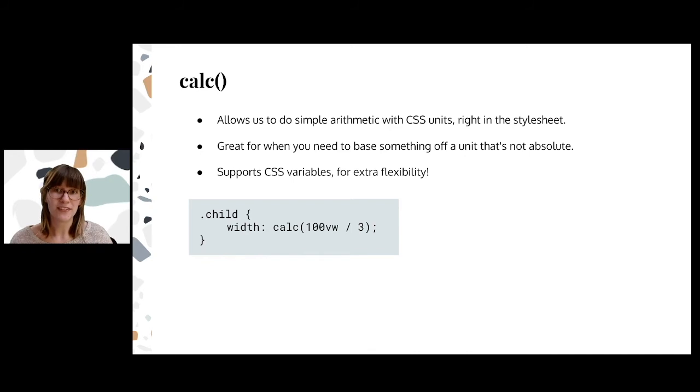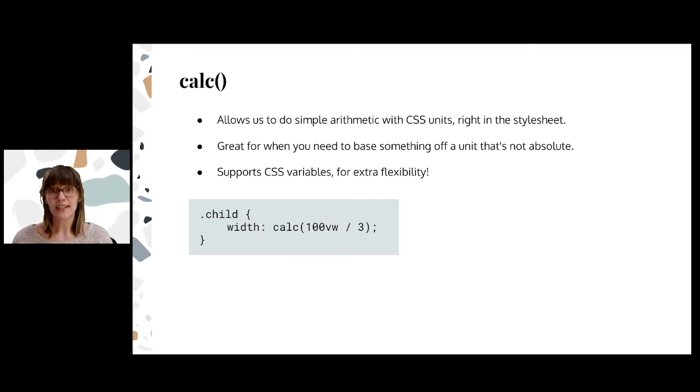If you have ever looked at CSS and wished that it had just a little bit more math, then Calc is for you. It allows us to do simple arithmetic with CSS units right in our style sheet. This is great for when you need to base something off of a unit that's not absolute. You can also use CSS variables in your computations, which makes them extra flexible.